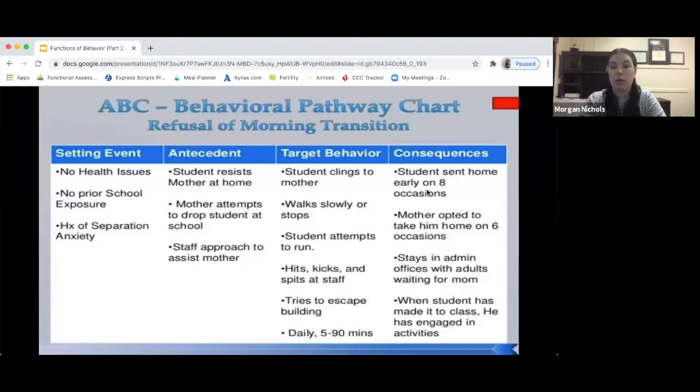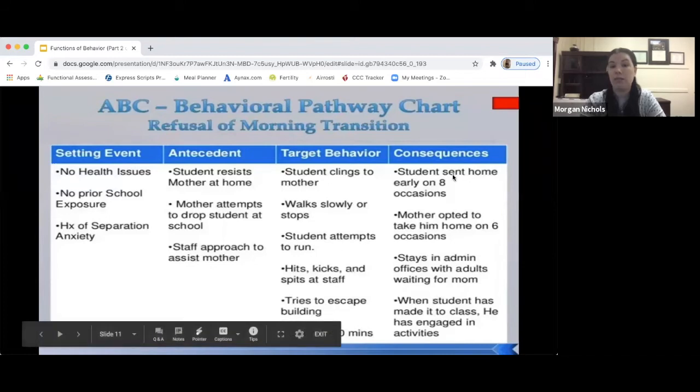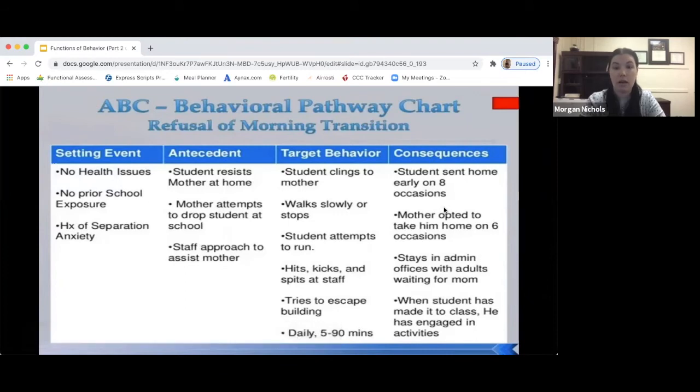And so the consequence, what happens right after the behavior, is right here. So some of the consequence, and that doesn't mean punishment necessarily. Consequence is just a term for what happens directly after the behavior. It can be good or bad. So for what happened with this particular student, he clung to his mother, he walked slowly, he hit, kicked, and spit at staff. So he was sent home early on 8 occasions. So hitting, kicking, spitting at staff got him sent home. It worked for him. That's exactly what he wanted, right?